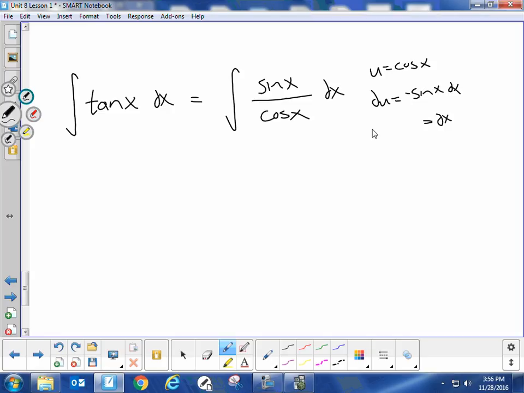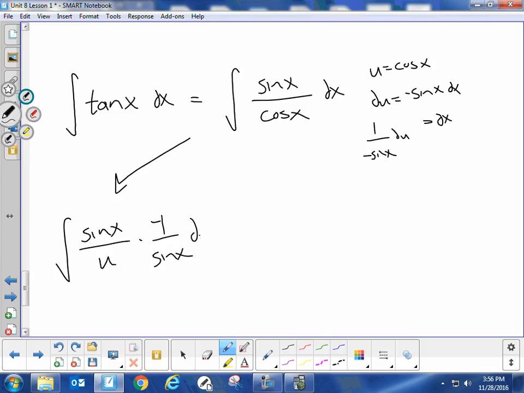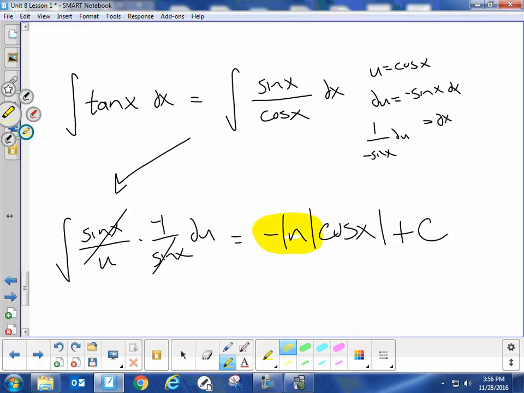dx is equal to 1 over negative sine x du. This becomes sine x over u times negative 1 over sine x du. Sine x's will cancel. This becomes negative log absolute u, or negative log absolute cosine of x, plus c. This is the antiderivative of tangent. Something a lot more complicated than we probably thought it would be. Negative log cosine of x.